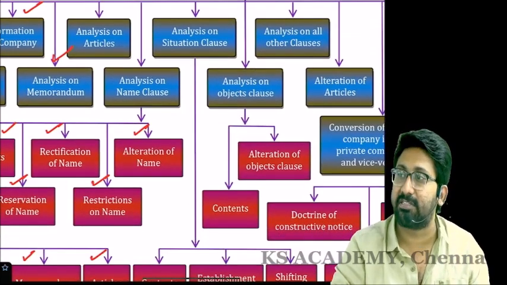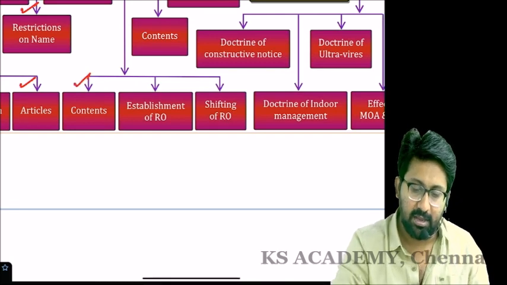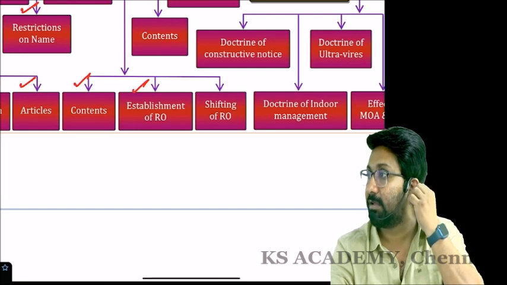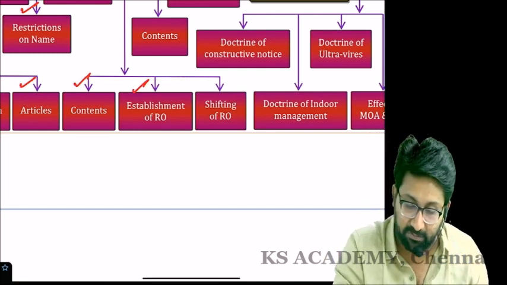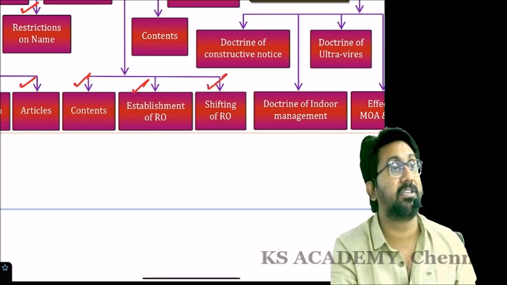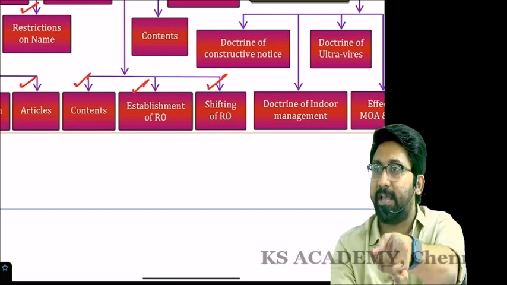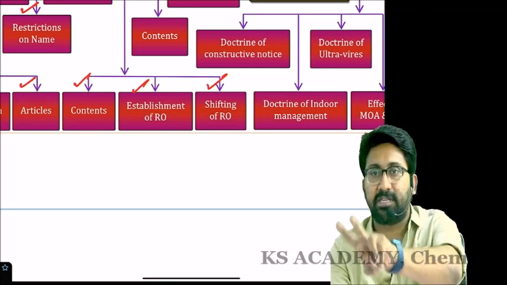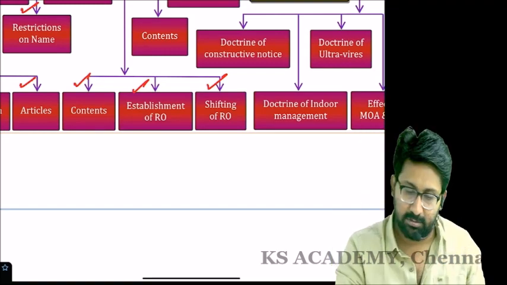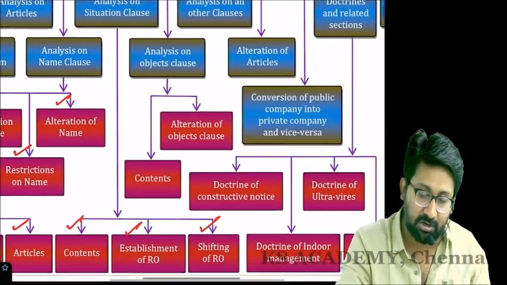Next, analysis on situation clause. Tell me, content of situation clause completed. RO, section number 12, engraving, affixing, all those provisions under section 12. Okay, shifting of RO completed. In shifting of RO, we didn't just read 1 point, we read 4 points. Number 1, place to place within city, city to city, ROC to ROC, state to state. I have given everything in the table. Completed.